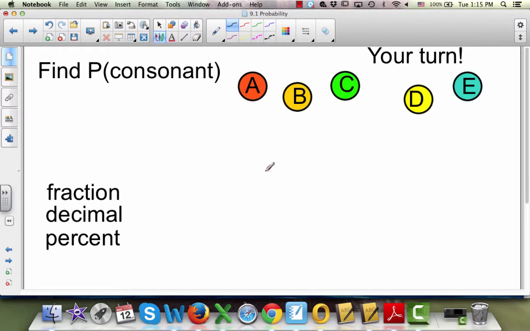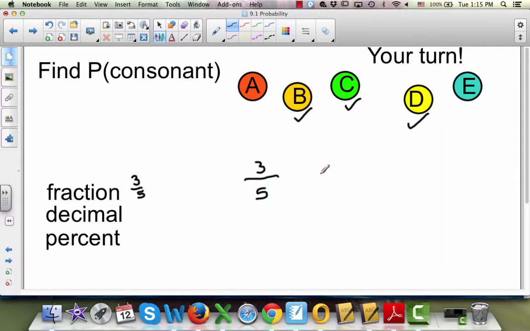All right, so the possible outcomes are still 1, 2, 3, 4, 5. This time, the consonants are the ones we're concerned with as favorable outcomes. So the favorable outcomes are 3. So that would be 3 out of 5 as our fraction.